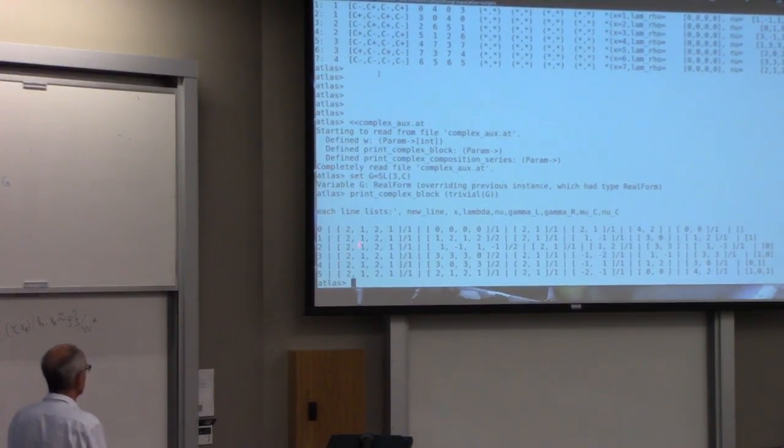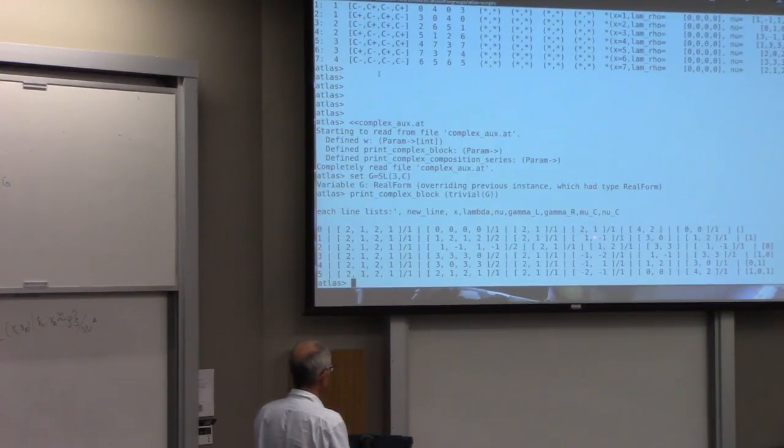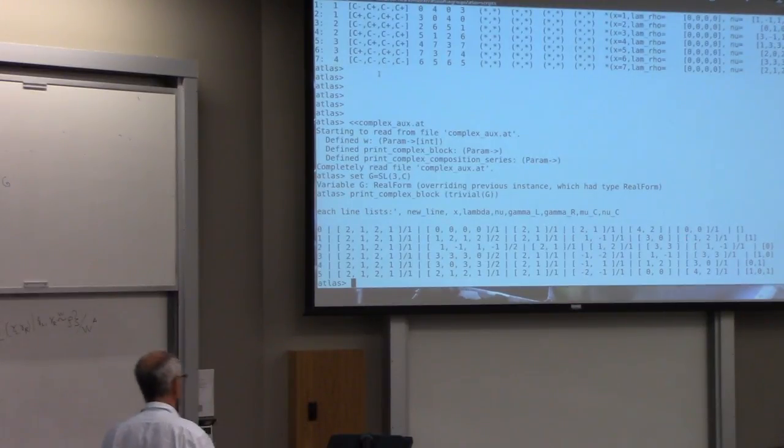There's the number. This is lambda and this is nu. So this is x, lambda, and nu in the atlas coordinates, and then this is gamma L and gamma R, and something else called mu C and nu C. For those of you in the audience that know about this, I'm going to ignore those.